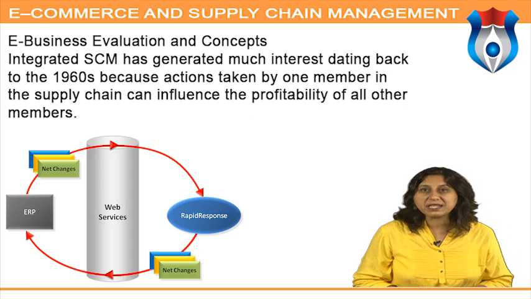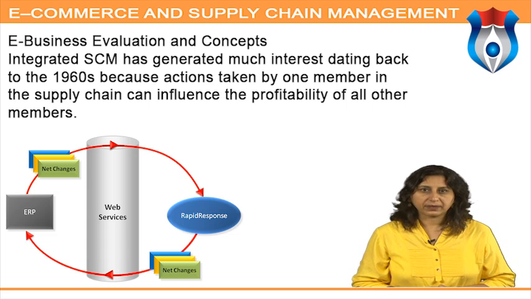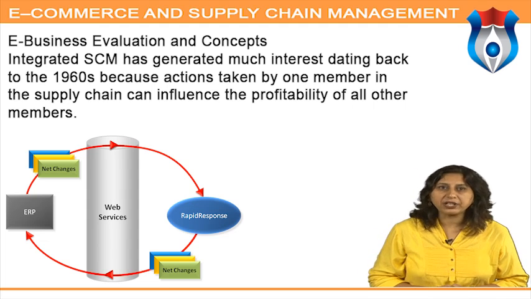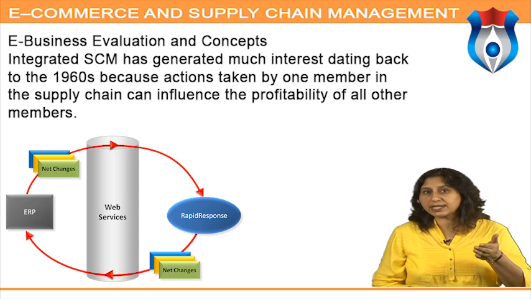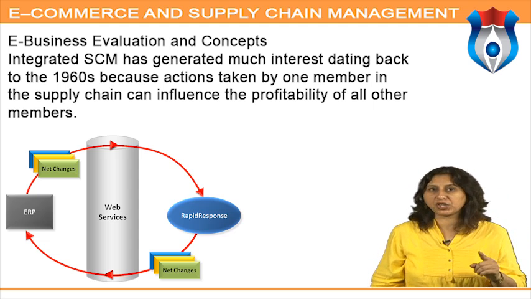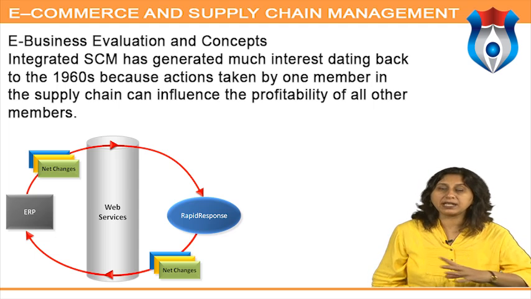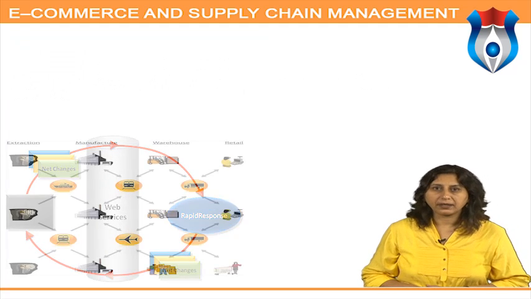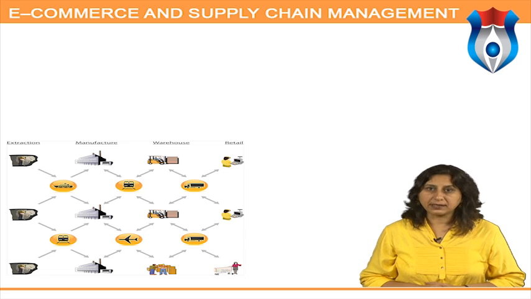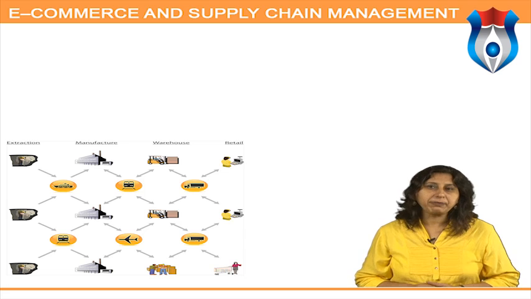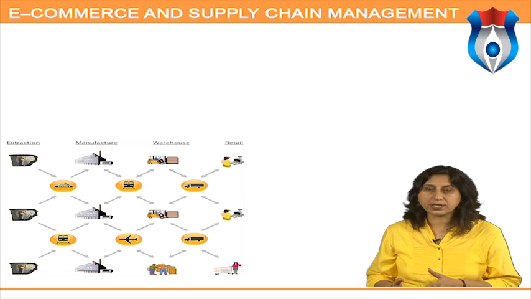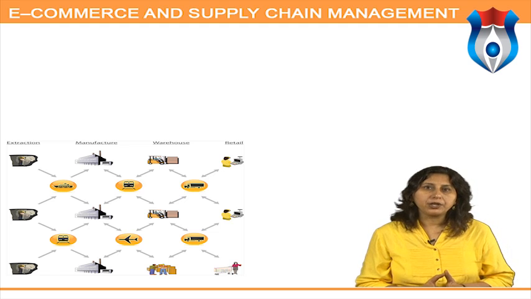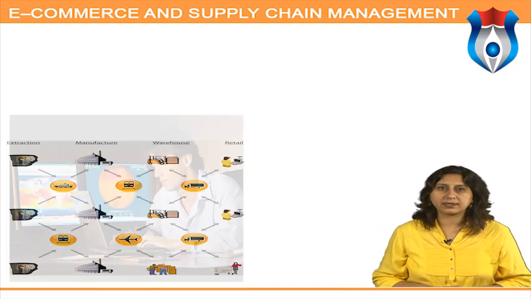Let's discuss the e-business evaluation and concepts. Integrated SCM has generated much interest dating back to the 1960s because actions taken by one member in the supply chain can influence the profitability of all other members. Inter-organizational systems (IOS) such as electronic data interchange (EDI) have been used since the 1970s to link one or more organizations to their suppliers or customers through private value-added networks.